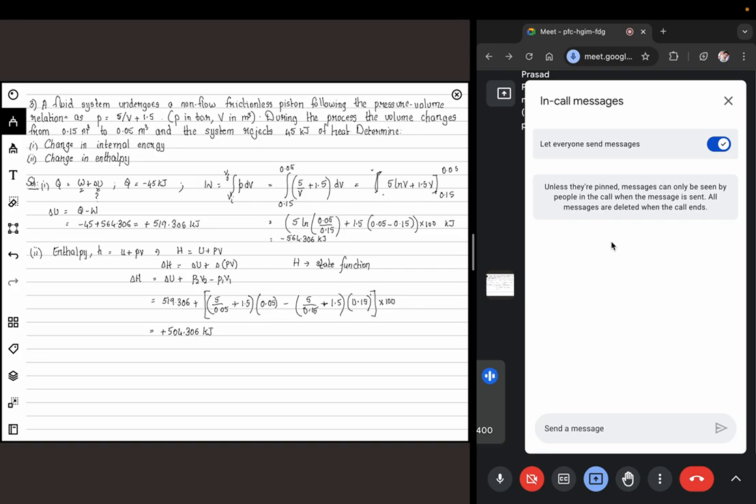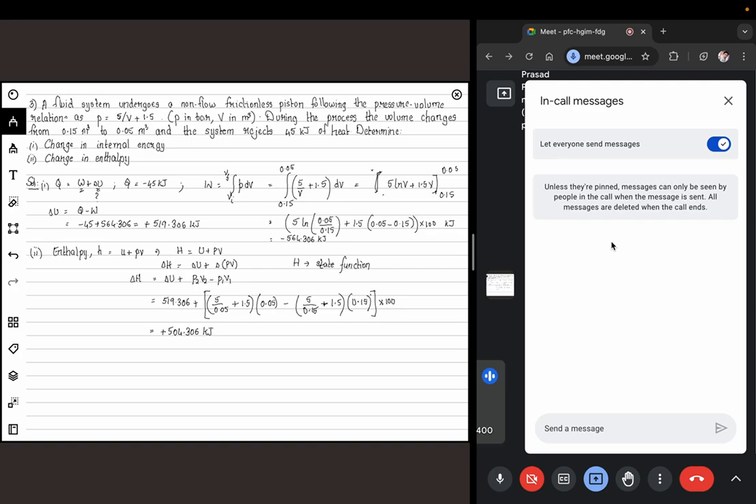Whenever you are asked to find change in enthalpy or internal energy, these are state functions, so they are going to depend only on the initial and final states. You don't have to worry about the process in which this is happening. That's exactly the reason you are not given the process. Even if the question says it's an isothermal process or adiabatic process or whichever process it is, it doesn't matter. These values of delta U and delta H are going to be the same.